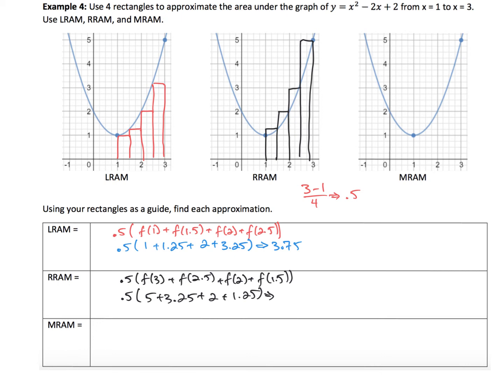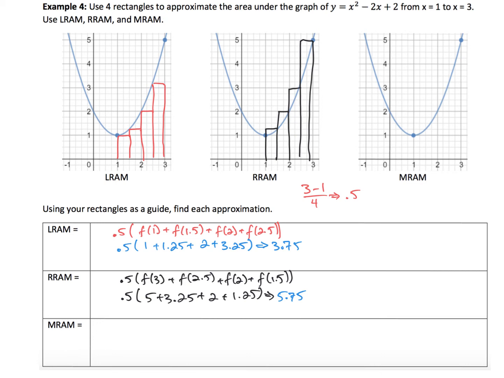And we end up with 5.75. All right. Now, again, I'm not going to get into this too much, but is this an over or under approximation? Over. This is an over approximation. All right. Pretty good? Okay.